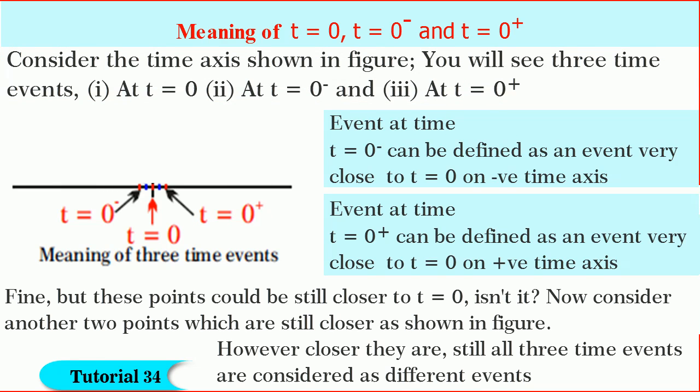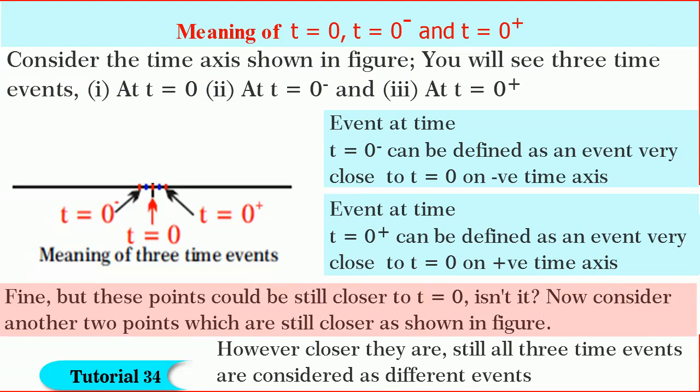Let me now define these time events. Event at time t equal to 0 minus can be defined as an event very close to t equal to 0 on the negative time axis. Similarly, an event at time t equal to 0 plus can be defined as an event very close to t equal to 0 on the positive time axis.